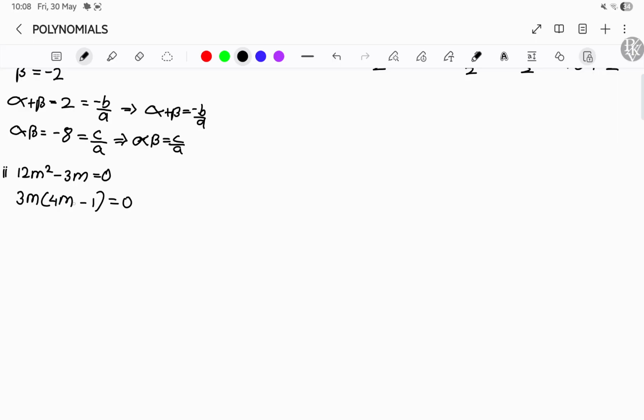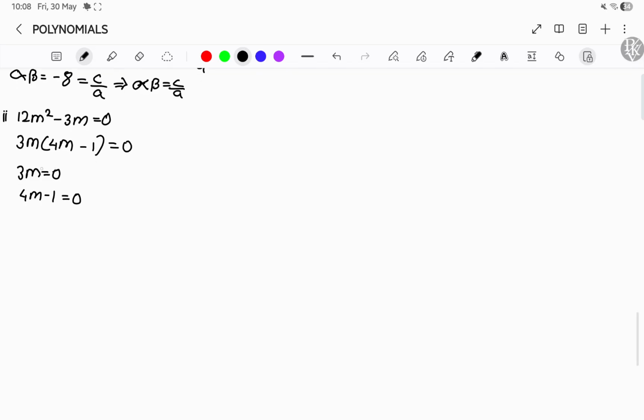Now 3m times 4m minus 1 equal to 0. So either 3m is equal to 0 or 4m minus 1 is equal to 0. If 3m is equal to 0, that means that m is equal to 0. 3 goes to the other side, 0 divided by 3 is still 0. Or if 4m minus 1 equal to 0, that would mean that m is equal to 1 by 4.